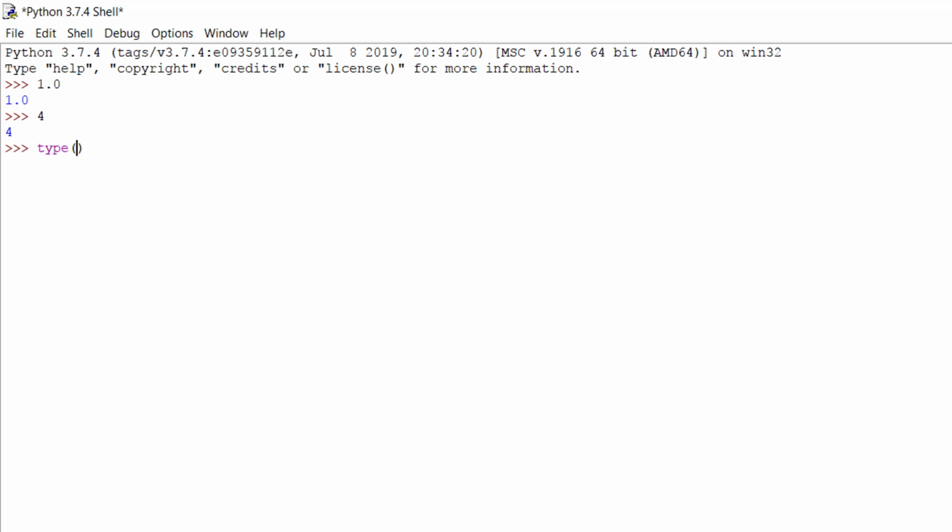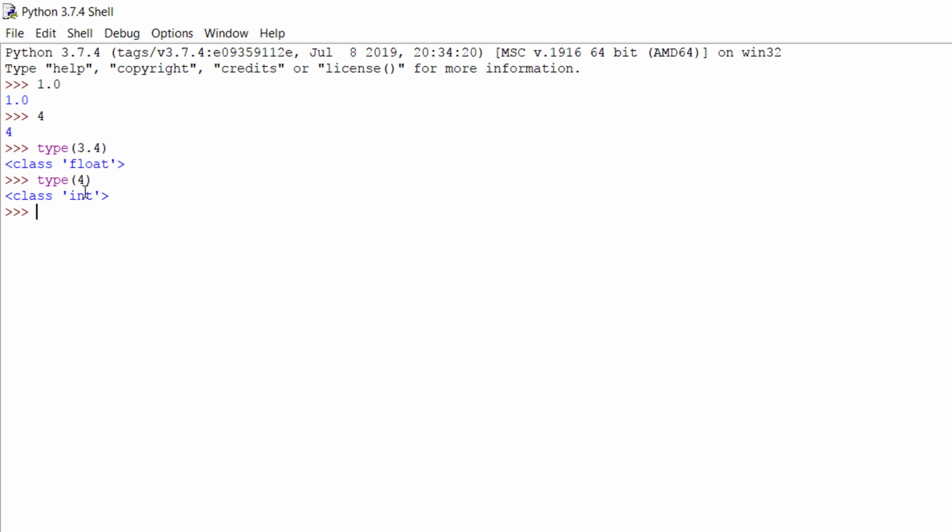In the parentheses, we will type 3.4, and if I execute this code, it says class float. Forget about the class, look at here. We will talk about classes later. That means it's a floating point number. If we write type again and type 4, we can see that it is an integer type number because it says int. Int means integer type, and float means floating point type number.